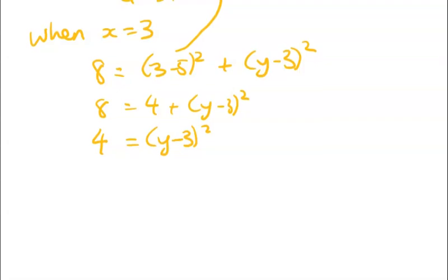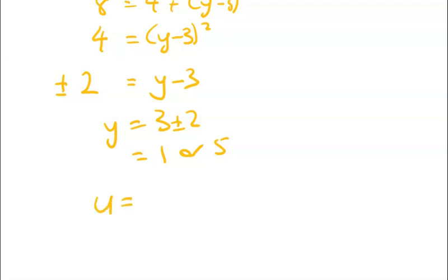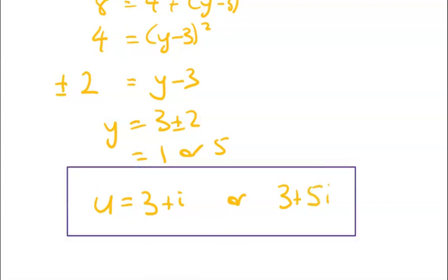Now, I could quadratic formula that, but that seems like a waste of time. I can just square root both sides. So plus or minus 2 gives me y minus 3. So y is equal to 3 plus or minus 2, which is 1 or 5. So my complex number u is equal to 3 plus i, or 3 plus 5i. So there we go. That's the final answer for that one.